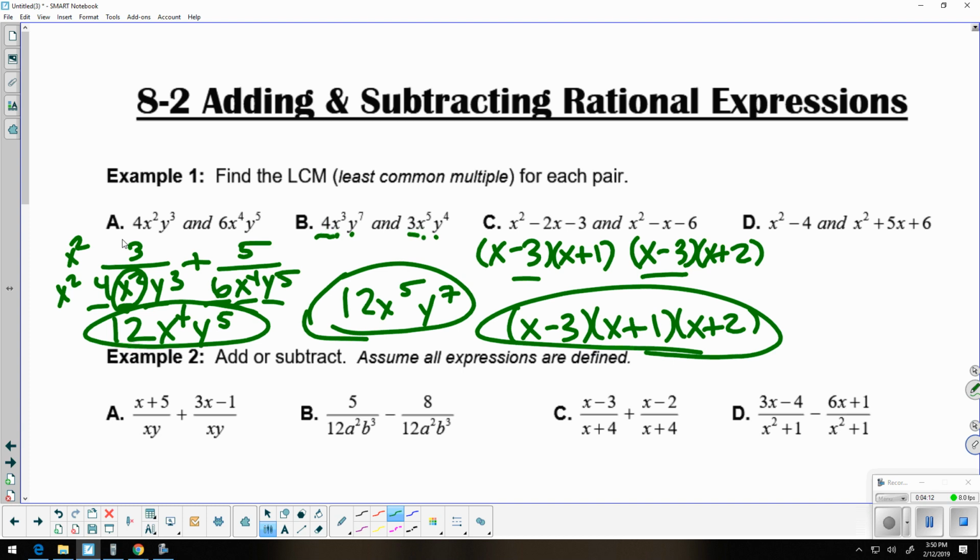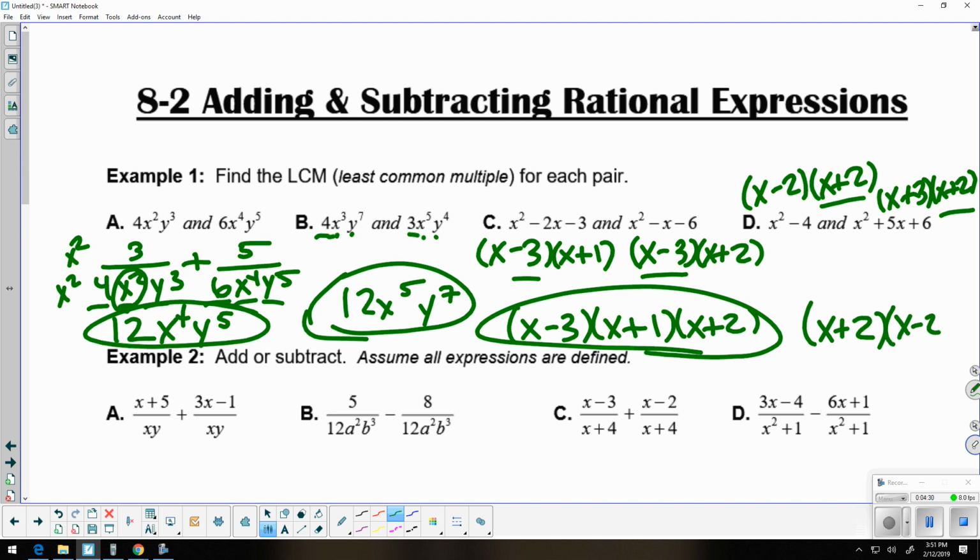And same thing for D. If you factor this, this would be x minus 2, x plus 2, difference of squares. And the second one factors into x plus 3, x plus 2. So once again, they already have x plus 2's in common. That's part of my LCM. And then just multiplying with the other additional binomials, all three of these multiplied would be my LCM. Okay, it's going to make more sense too once you see these worked out as far as finding the LCM.